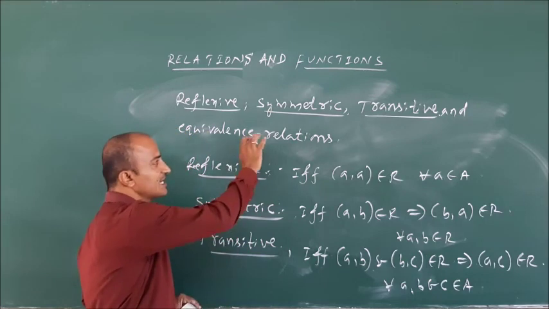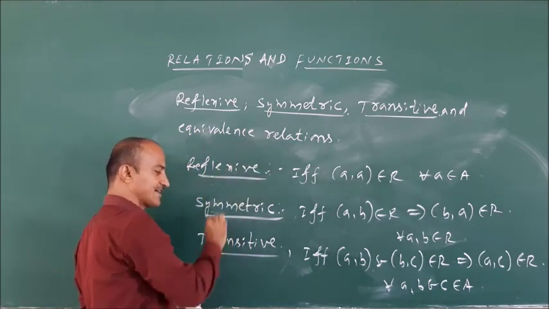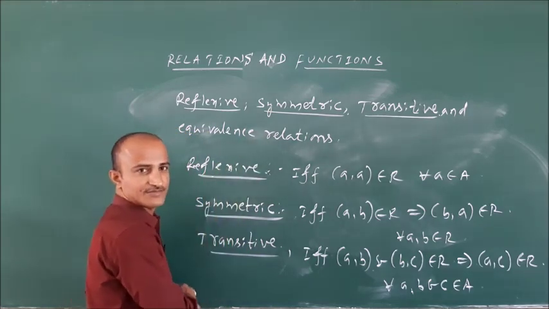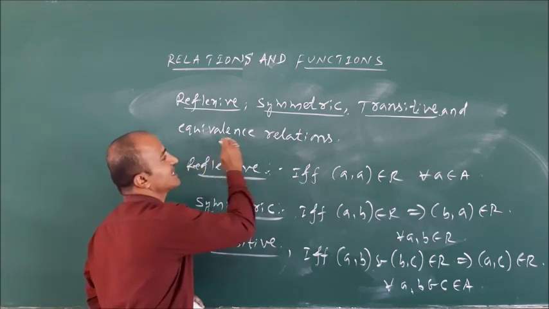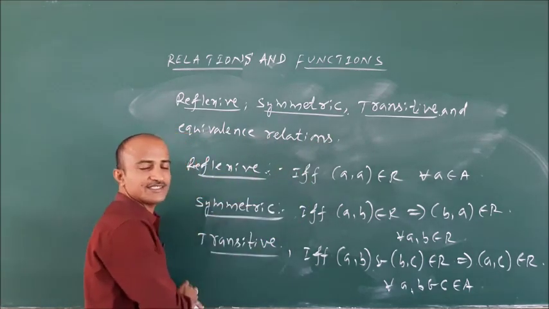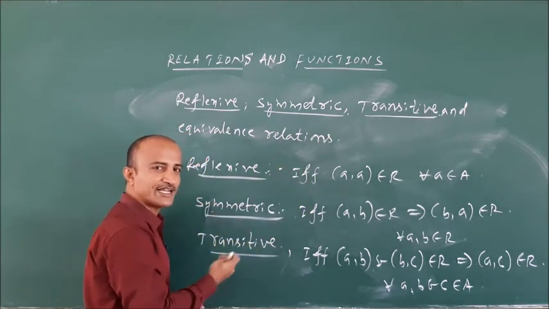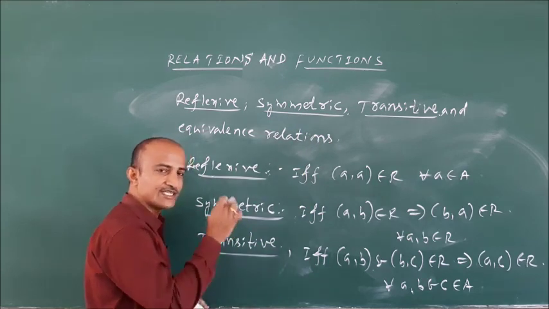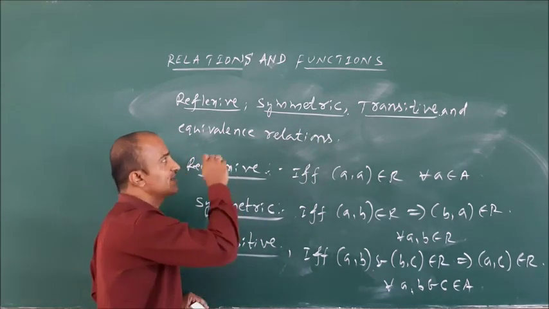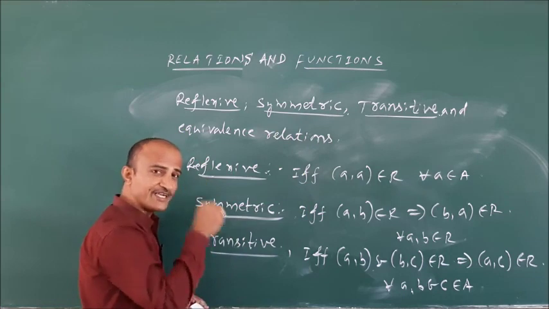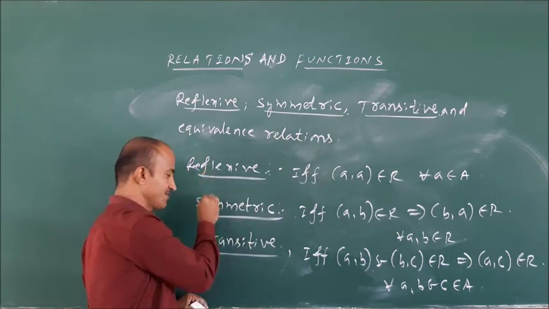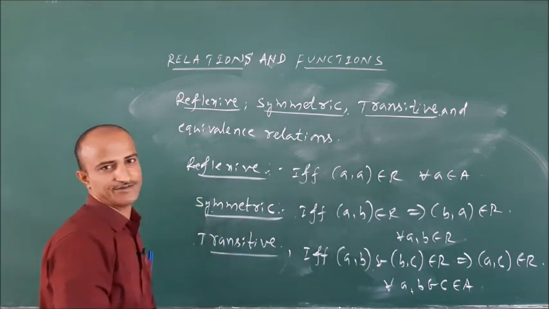Suppose the relation is reflexive, symmetric and transitive, then we say that relation is an equivalence relation. Then how do you define an equivalence relation? A relation R in A is said to be an equivalence relation if it is reflexive, symmetric and transitive.